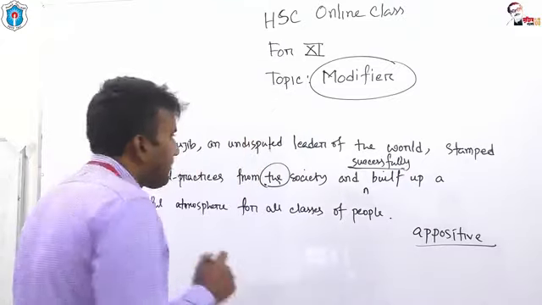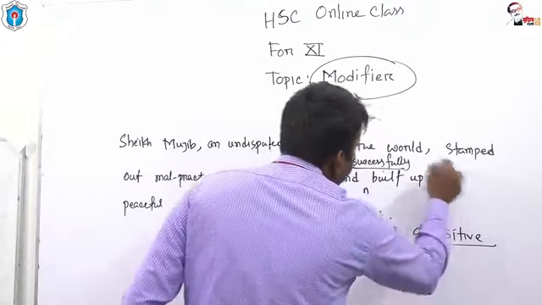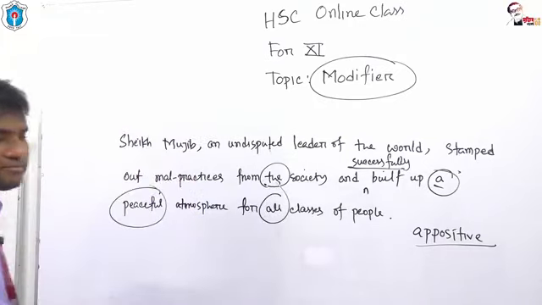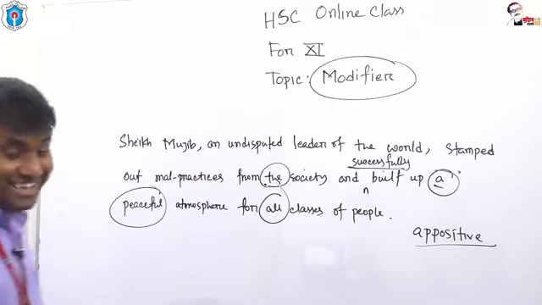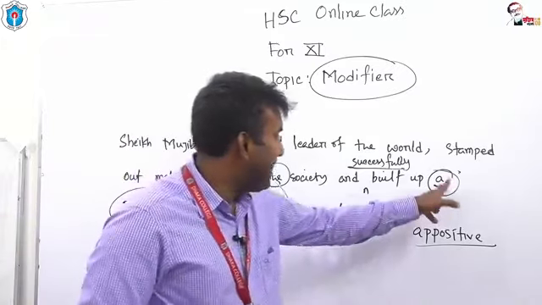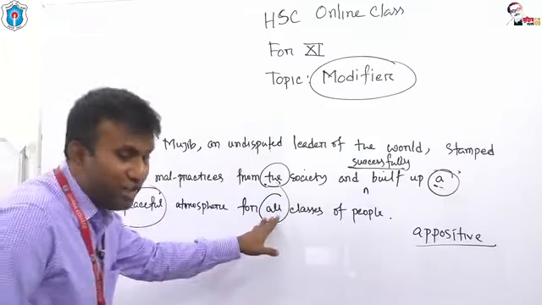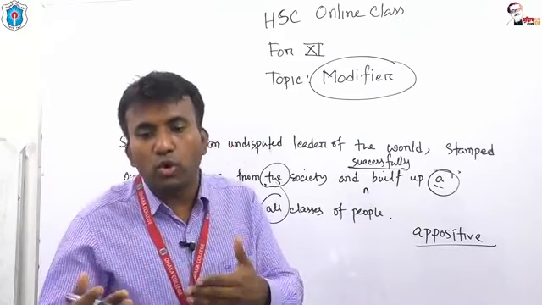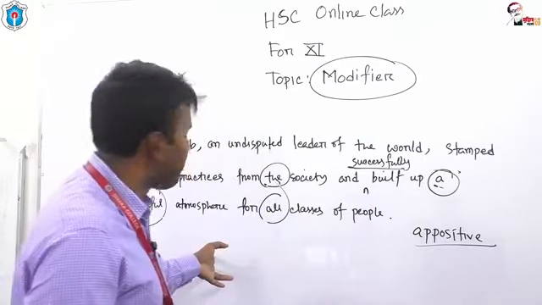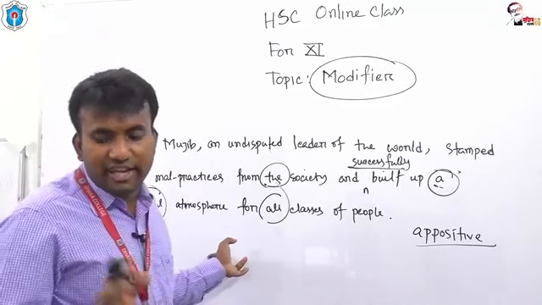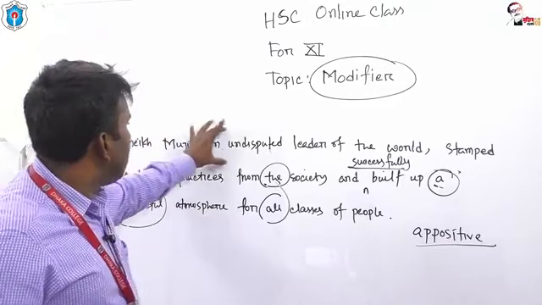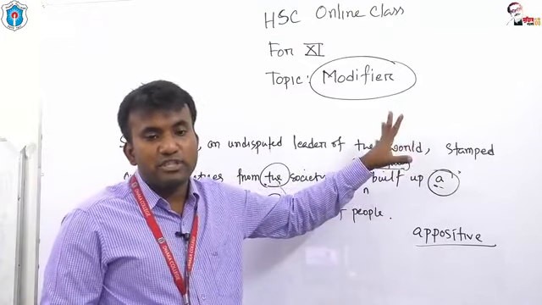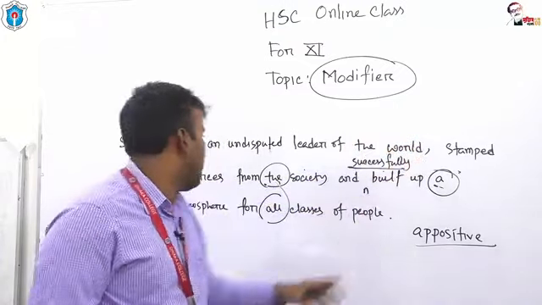Build up a peaceful... Here a is a modifier, peaceful is a modifier, all is a modifier. But there is something more that you need to understand here. Dear students, listen to what I say very carefully. An undisputed leader of the world is an appositive, and this appositive is used as a post-modifier.